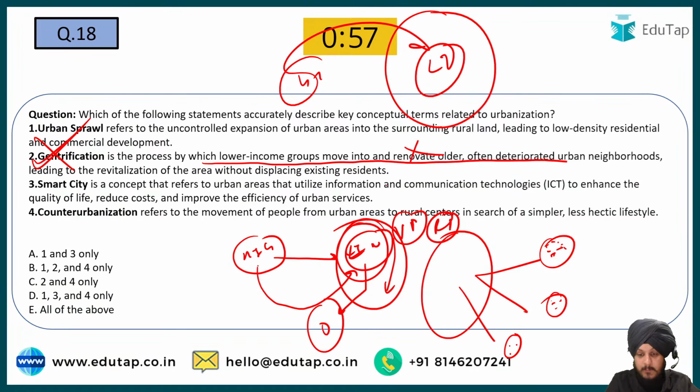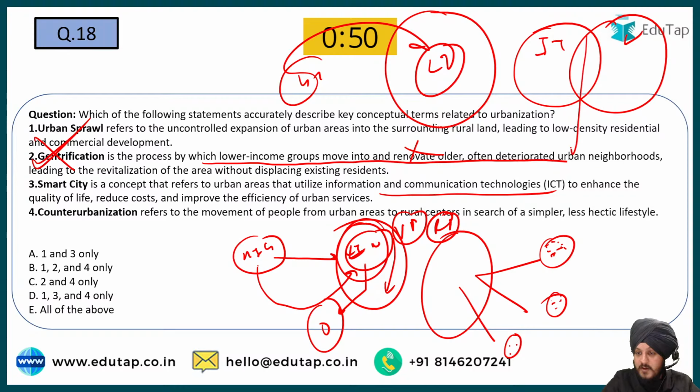Smart city, everyone knows, is basically clubbing information technology with urbanization, using information technology so that the different problems related to urbanization can be resolved.